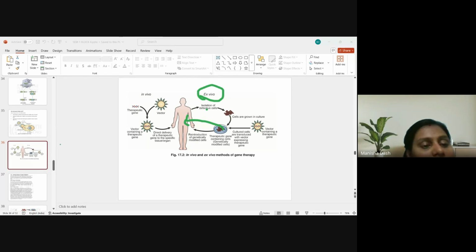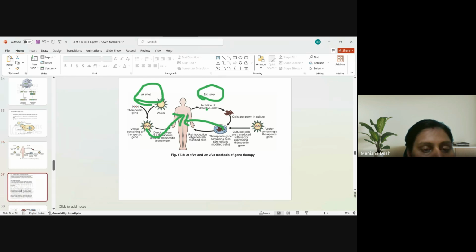Then in vivo means you have the therapeutic gene, and you insert it into the vector. You infect the human with the vector directly. Since the vector genome will have some homology with the genome of the human, it can directly go and replace the defective gene. So that is the in vivo method. In vivo means you are using the organism directly. So in either way, the defective gene can be rectified.